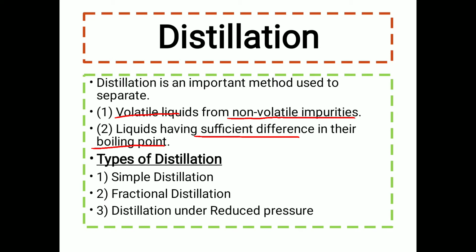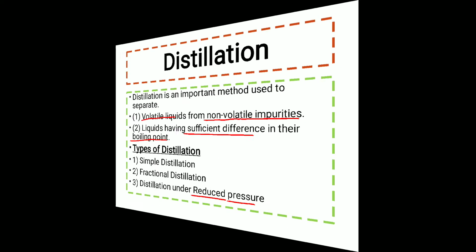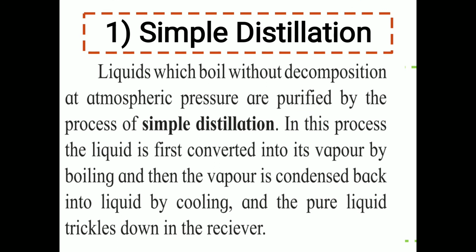That means if one liquid has a boiling point of 50 degrees and the second has 100 degrees, then both have a difference in their boiling points. So due to this, they can be easily separated by using the distillation process. Now, types of distillation. There are a total of three types of distillation. The first is simple distillation, the second is fractional distillation, and the third is distillation under reduced pressure. So now let us study the first, that is simple distillation.